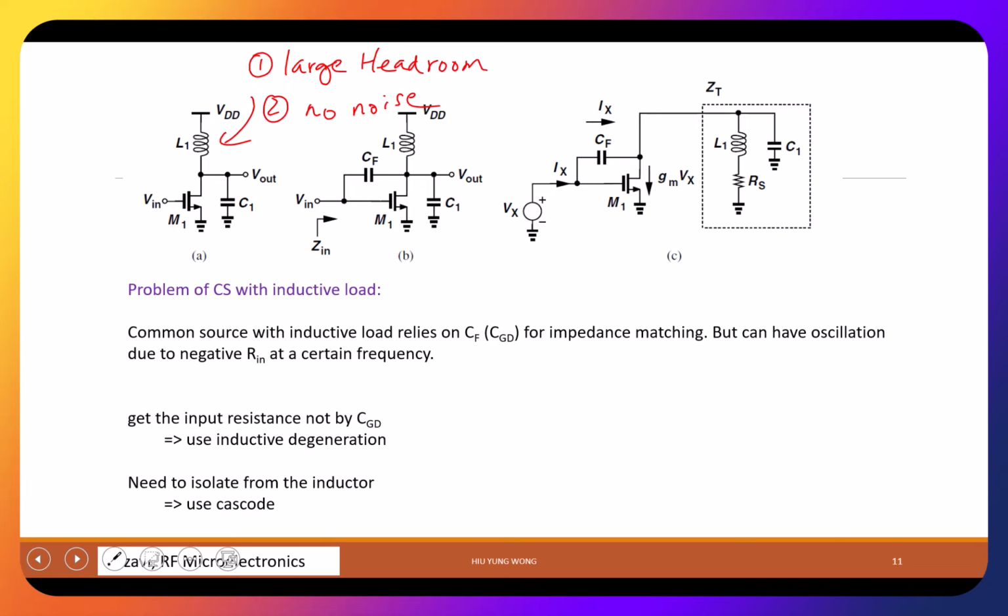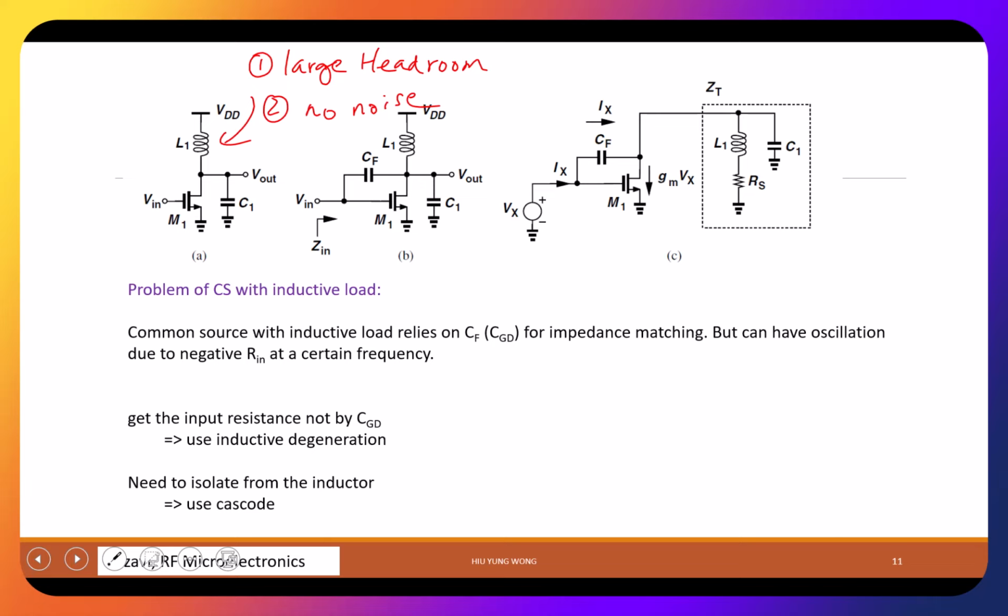So what can we do? The idea is that let's not get the matching by using CGD and L1. Let's use inductive degeneration. You have not learned it, we will show it. But you learned the inductive degeneration in common gate already, the idea is kind of similar. You have a degeneration inductor, right? That's the first thing. Second thing is that if you want to avoid the effects of L1, like what he said, we add a cascode to it. Then you can decouple the input and output, okay?